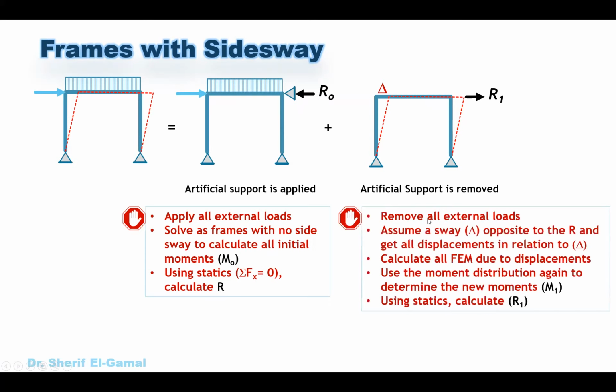In the second case, when we apply the displacement, it is very, very important to remove all external loads. This is a famous mistake that some people make. They forget and add loads here. So this is not correct. In the second case, we have to remove all external loads. There is no horizontal load here. There is no uniform load, only the displacement.